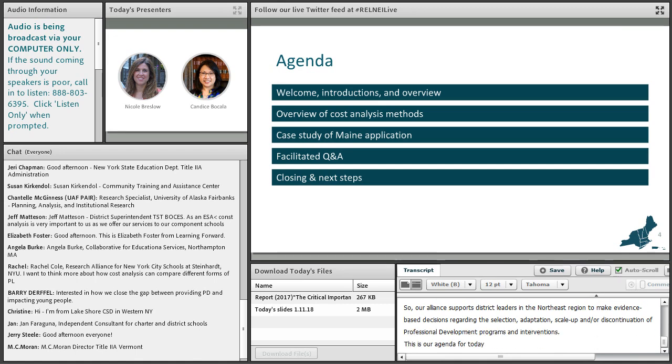This is our agenda for today. After I introduce our speakers, I'll be turning it over to Dr. Fiona Hollands, who will be providing an overview of the various cost analysis methods and how they can help with making decisions about professional development. We'll then hear from two district leaders from Maine who will describe a challenge they were facing related to professional development that may be familiar to many of you.